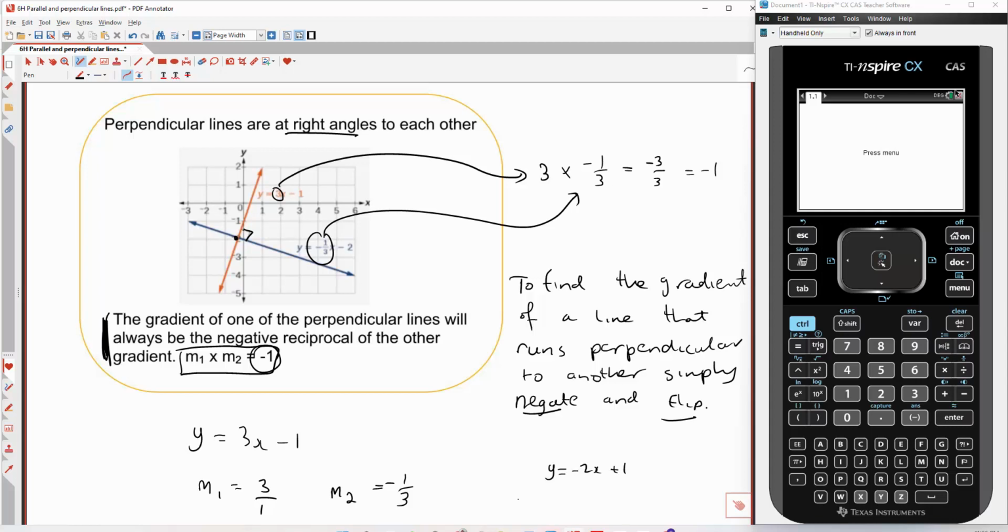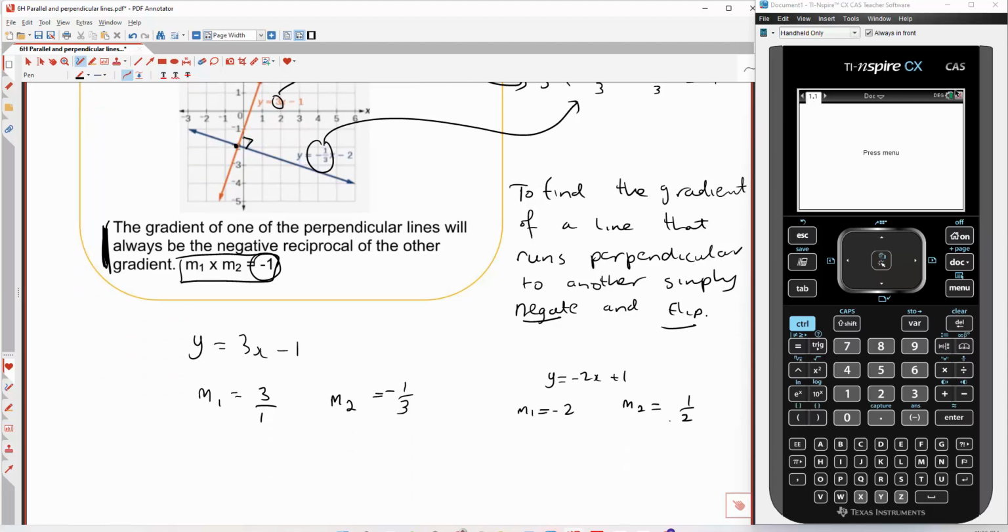So you can see here that the gradient of this, m1, is negative 2. So if I flip it, it's going to become a half, and then I negate it, so it's going to be negative a half, with a negative out the front, means that that's going to be a half.